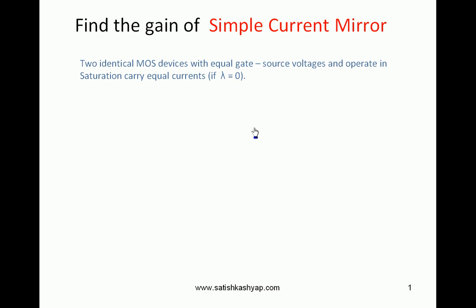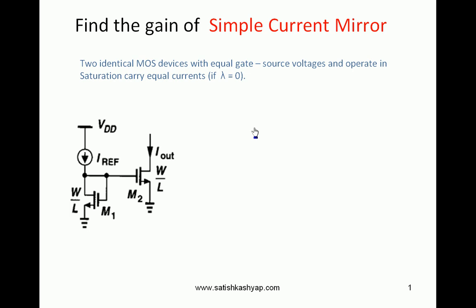And we know the principle of a simple current mirror, where we use two transistors, both exactly identical. When the aspect ratio, that is the W by L ratio, is the same, we expect similar currents in both transistors. That is nothing but a mirror of the input current resulting on the output side. So two identical MOS devices with equal gate source voltages and operating in saturation will carry equal currents if we neglect channel length modulation, that is lambda equal to 0.